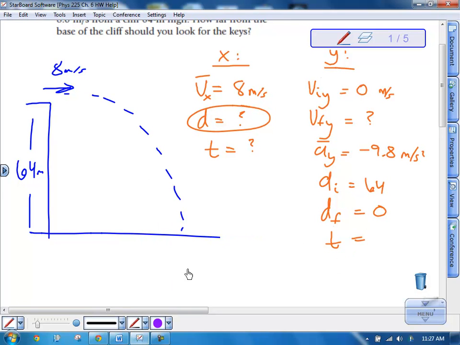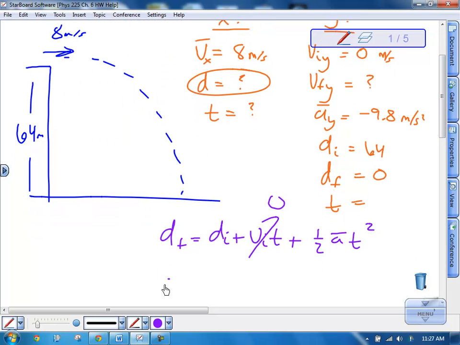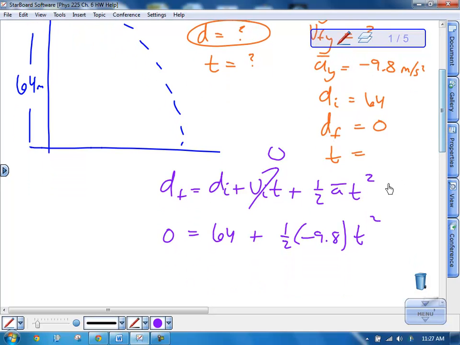That equation is on your formula sheet as distance final equals distance initial plus initial velocity times time plus 1/2 average acceleration times time squared. Now the initial velocity in the Y is 0, so that whole term drops out. The final is 0 for distance. The initial distance is 64. And then it's 1/2 times negative 9.8 for the acceleration, and the time is what we're looking for. So this is exactly like problem 59 for the most part. We need to find this time right here, so we're going to subtract 64 from both sides.